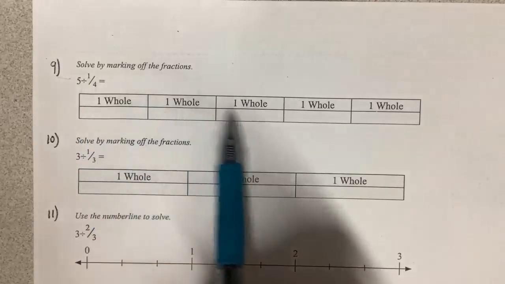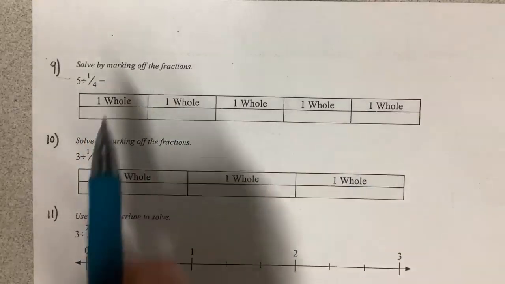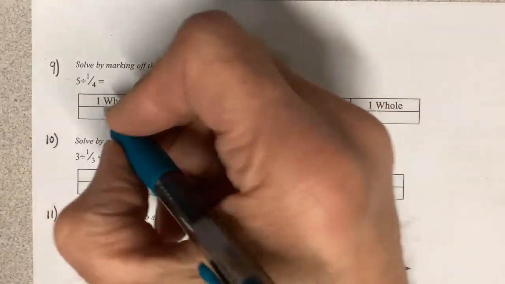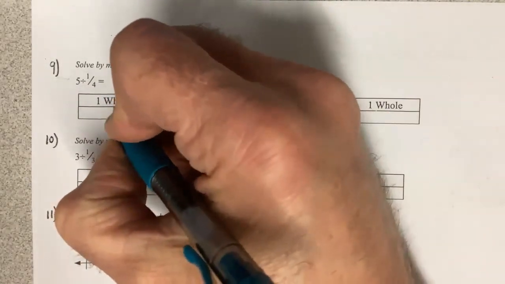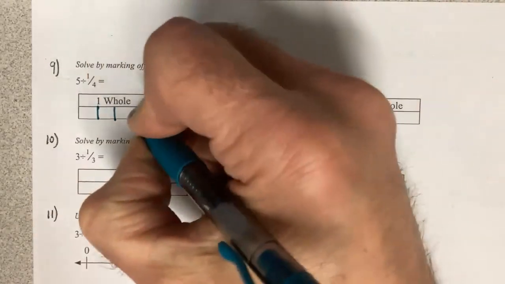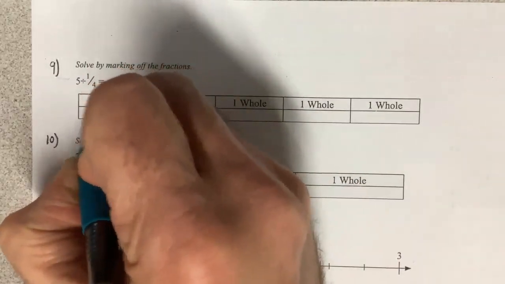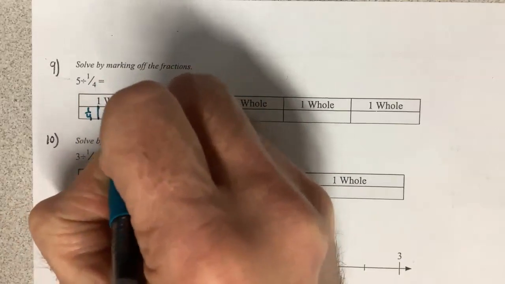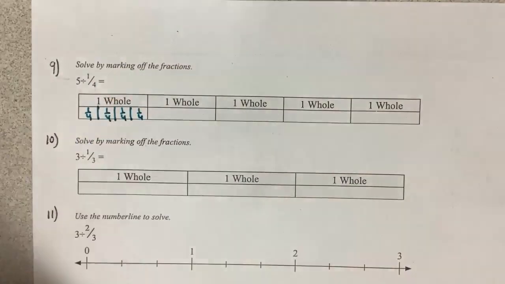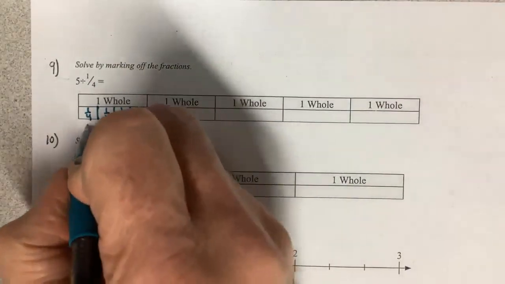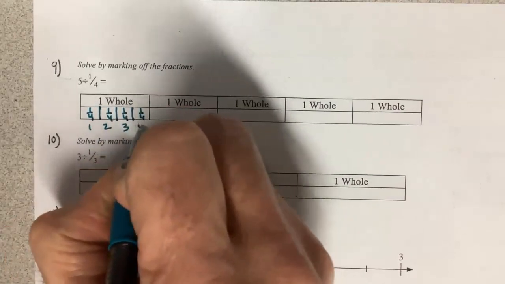So here we have 1, 2, 3, 4, 5. There's my 5, and I want to know how many 1/4 that is. So what we'll do, we will first partition each of these into fourths. So here we have 1/4 and 1/4. These are all 1/4 pieces, and there are 4 of them. So 1, 2, 3, 4.